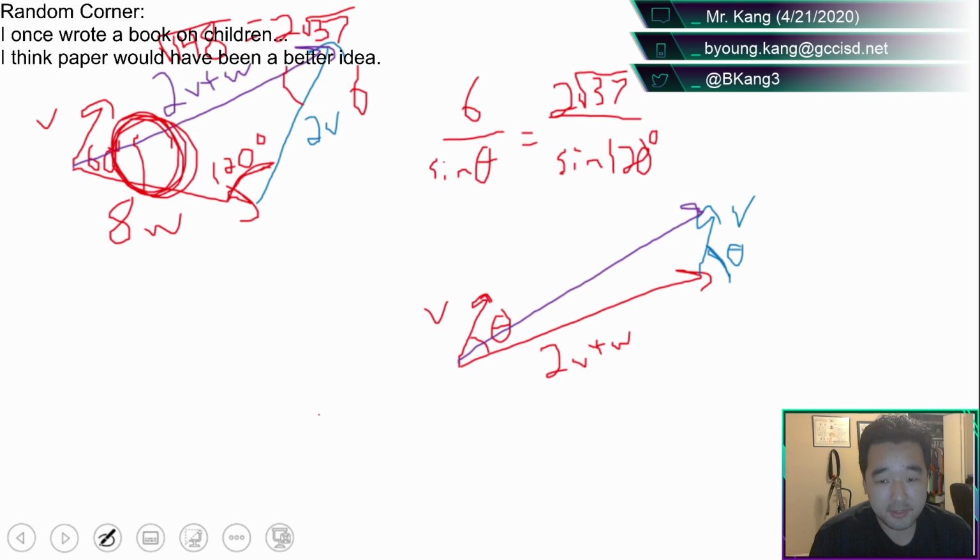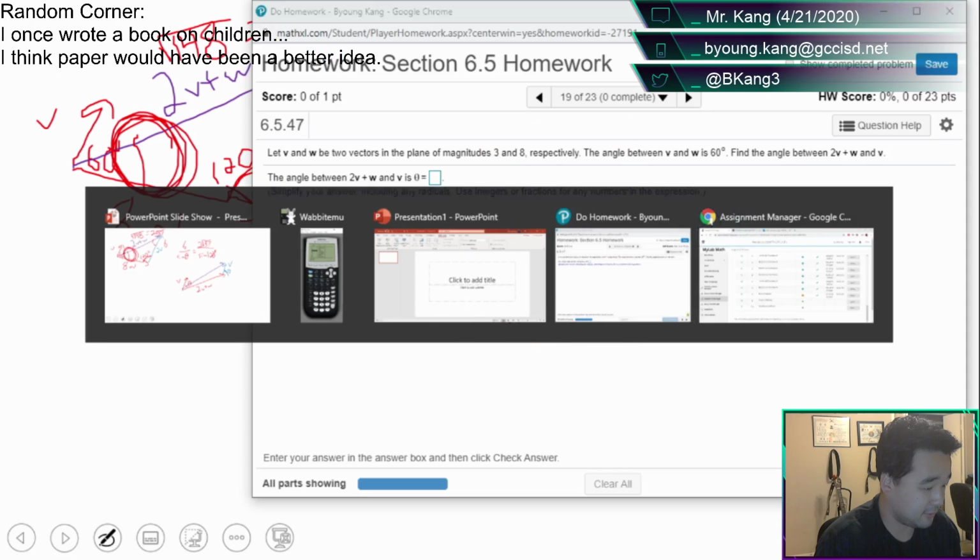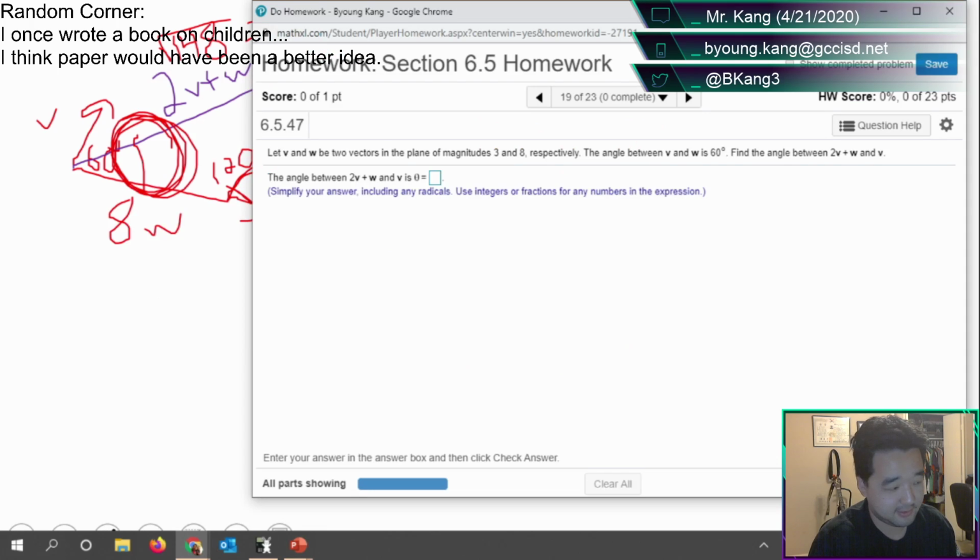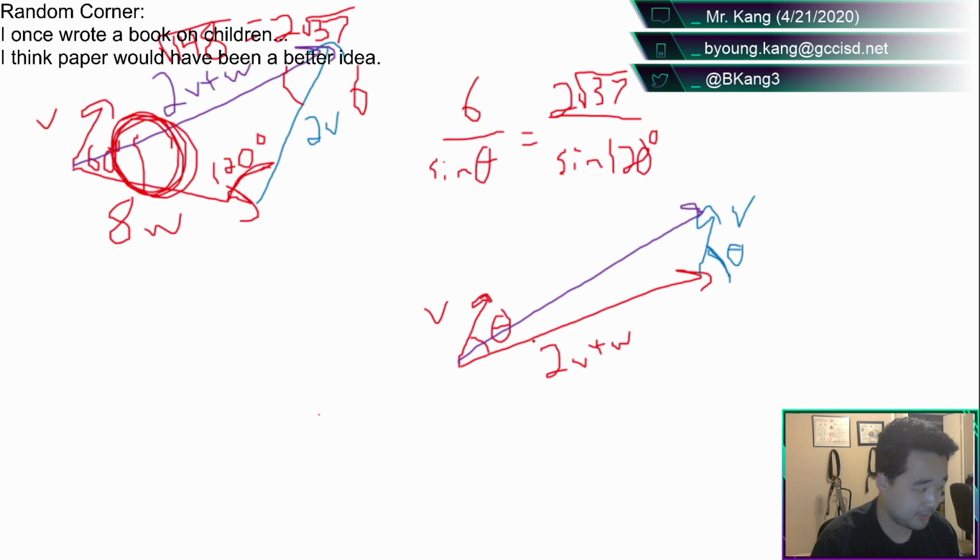Really, this problem hasn't been that bad so far. The only really annoying part about this problem is the fact that you have to leave everything in square roots, because if you didn't notice the instructions here, which I didn't the first time, I just glanced at it: use integers or fractions for any numbers in the expression, including any radicals. I don't know why they would ever do that to you in a vector problem, but they did. Luckily, sine of 120 is just positive square root of 3 over 2.